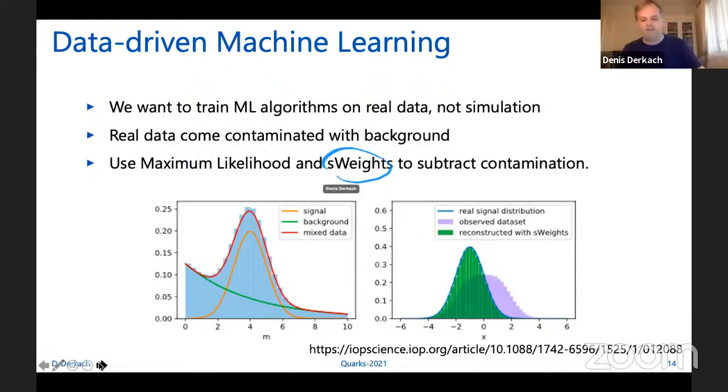The problem with sWeights is that in fact they are positive for events which are in the center, very close to signal, and negative in the places where the signal is absent. This is due to the construction, and there is no way we can avoid this. What should we do?